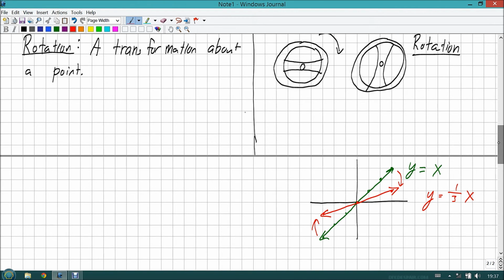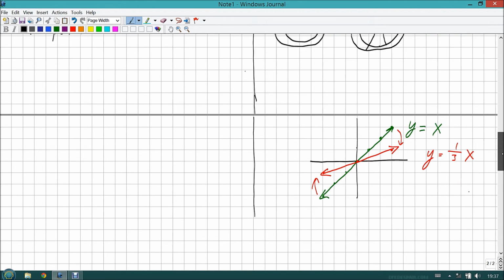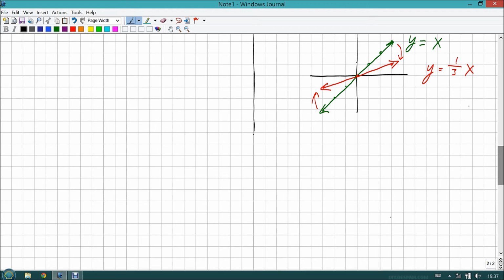So a rotation rotates it about an anchor point, and usually that anchor point is whatever our shifts have done to it. So if we shifted up, then the anchor point would be shifted up. If it shifted down, then it would have been shifted down. So that's one kind of transformation, the rotation.